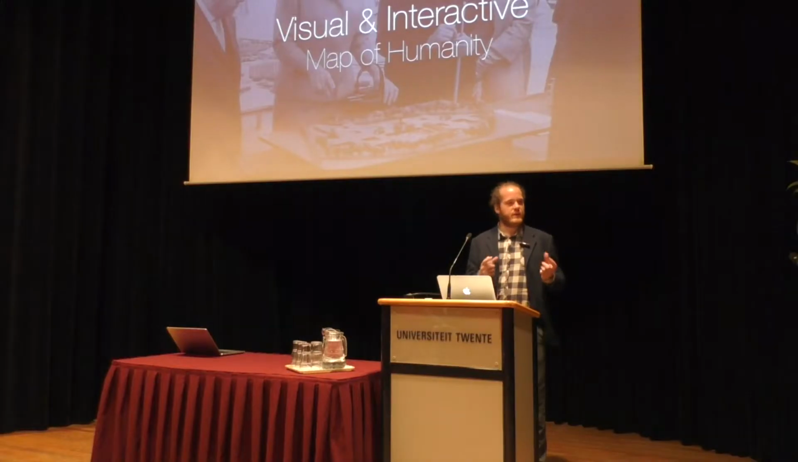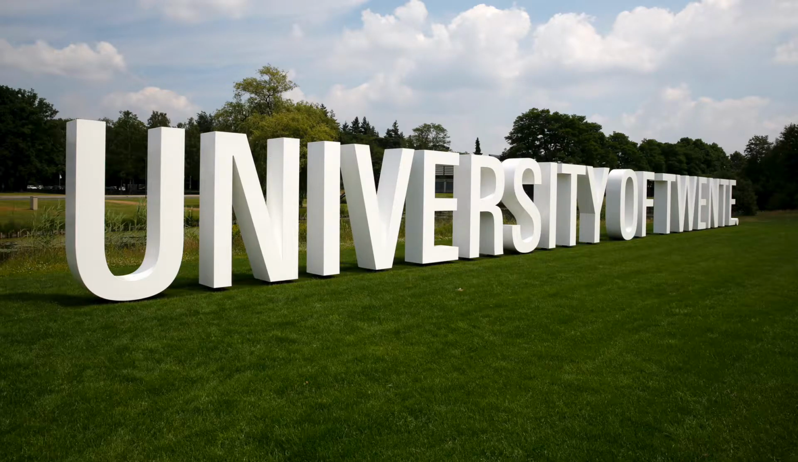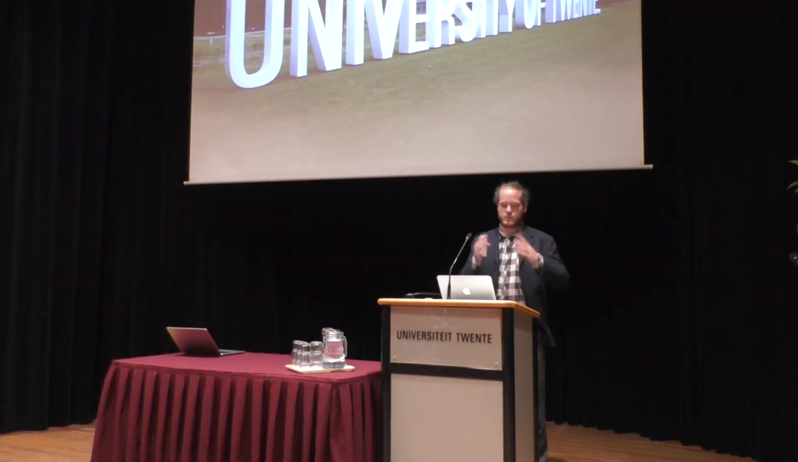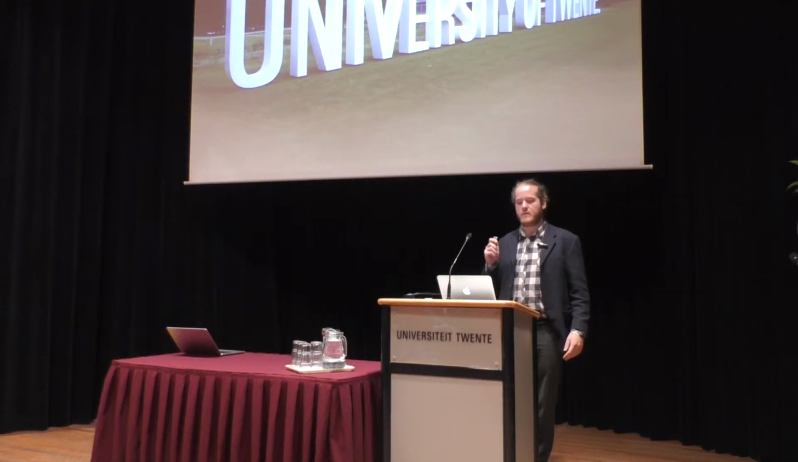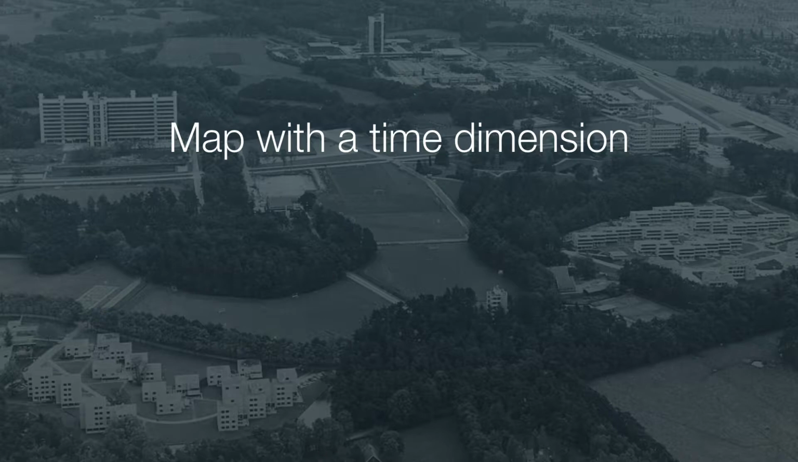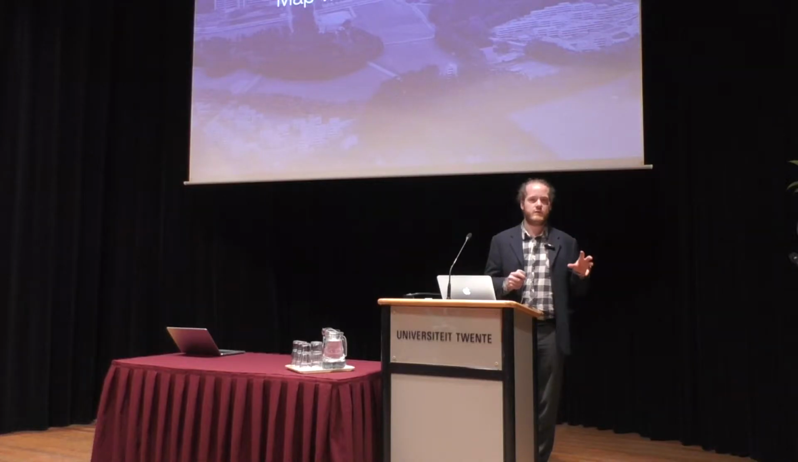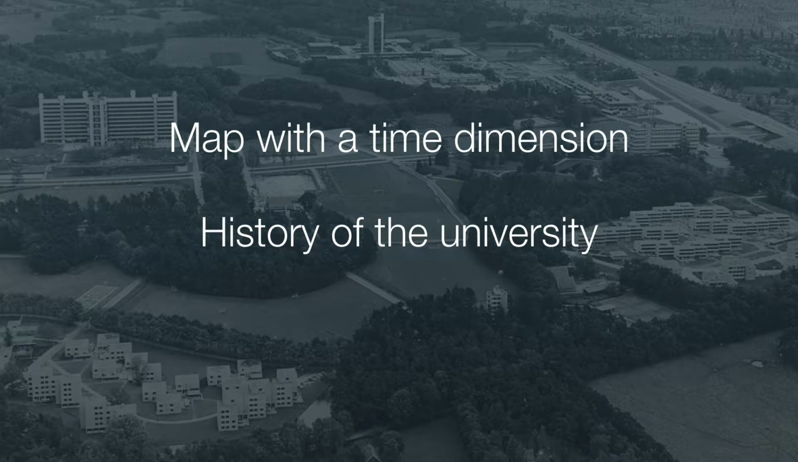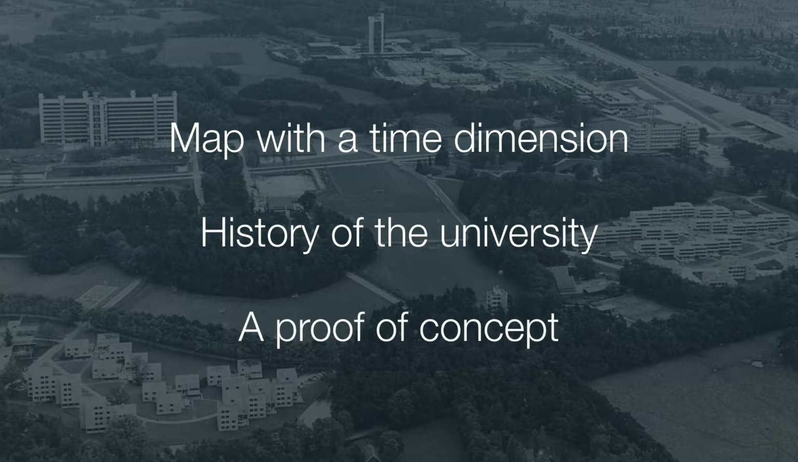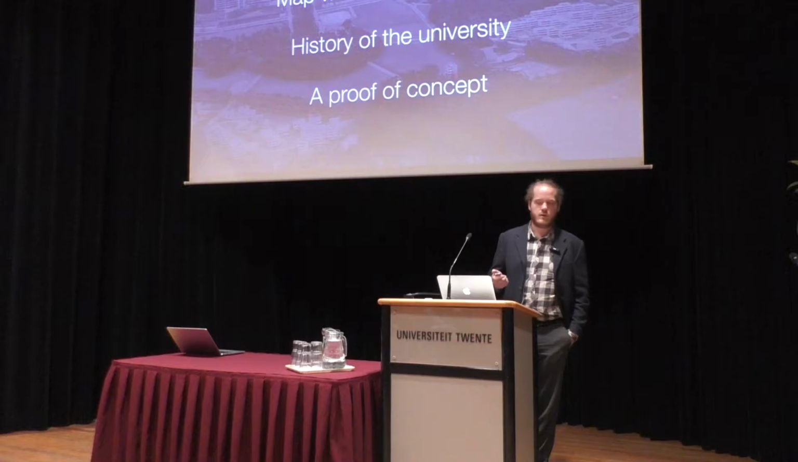But to do this in a graduation format, I needed to have a client, which quickly became the University of Twente. And I needed to determine what spectrum I was working in. So I decided to make a map with a time dimension. To add to that, I wanted to only work on the history of the university, so the area of the university in the last 60 years. And it needed to be a proof of concept that a visual history could actually work.